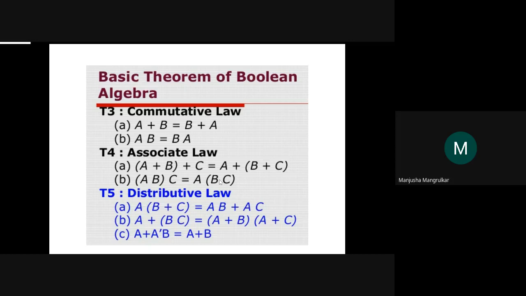Suppose we have three variables A, B, C. So first we will add A and B, and that result we will add with C. The same result we will get if we add B and C, and that result will be added with A.